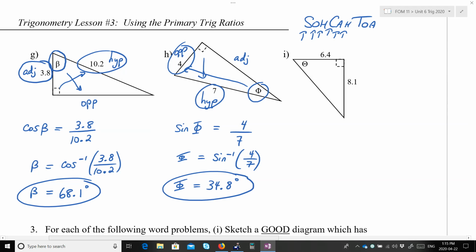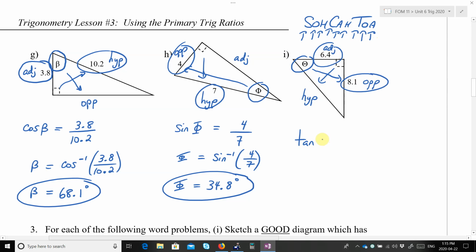Okay, and finally letter I here in number 2. We're looking for this angle. That's the capital letter theta. And across from that angle is this side, which is the opposite side. And across from the 90 is the hypotenuse. So this must be adjacent. So we're going to be working with opposite and adjacent, O and A. And that comes from tan.